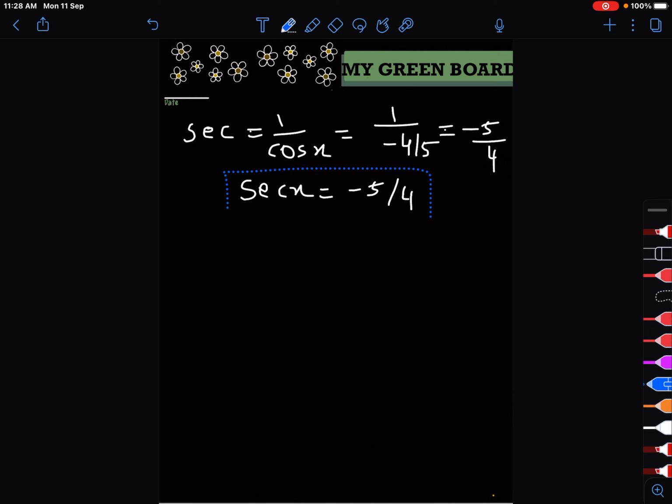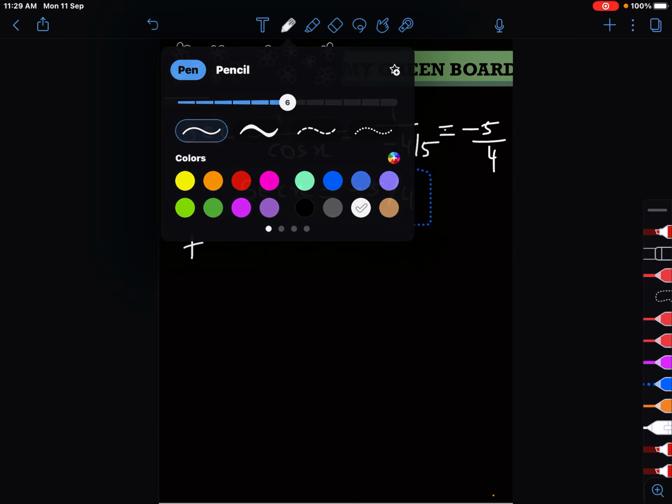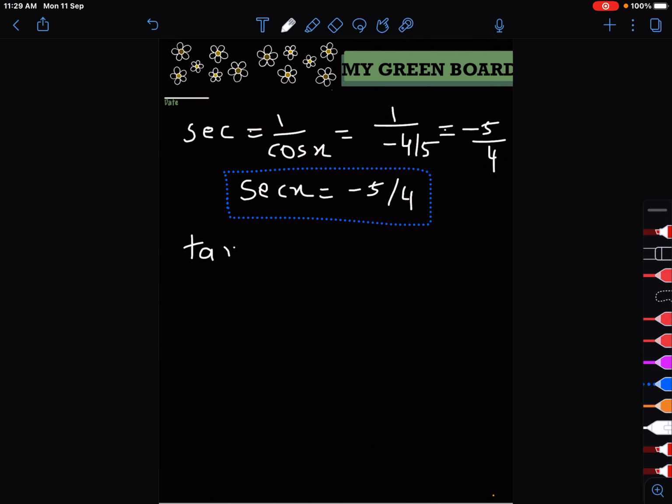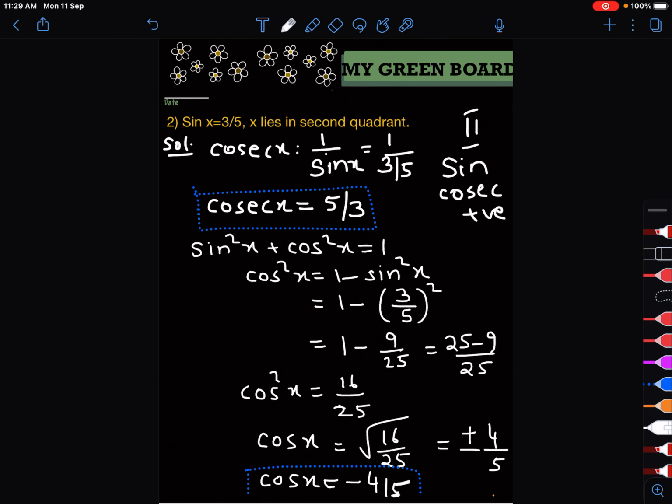Now let's concentrate on tan x again. Tan x is equal to sin x by cos x, which is equal to, we have got the sin x value as 3 by 5. See here, 3 by 5 we have got as the sin x value, it's already given, and cos x we have got as minus 4 by 5. Okay.